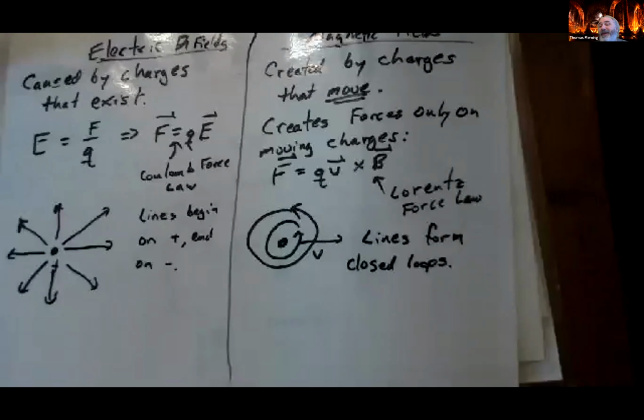Closed loops don't have a beginning or an end. And that's very, very different from what we see with electric fields. Magnetic fields don't begin or end, they just form loops.